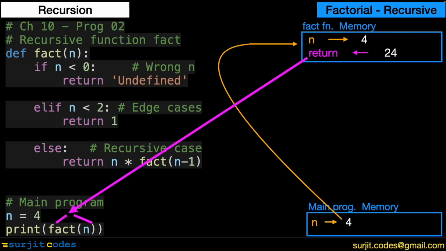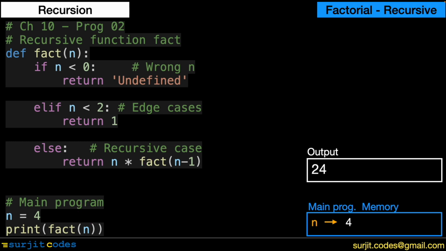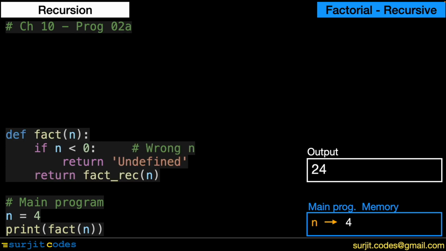Factorial 4 was called by the main program, so we get 24 as the final output. The call stack of the function fact now becomes empty. A question arises here. Why are we checking the case n less than 0 in each call? It is a wastage of time because the checking is not needed in every call.